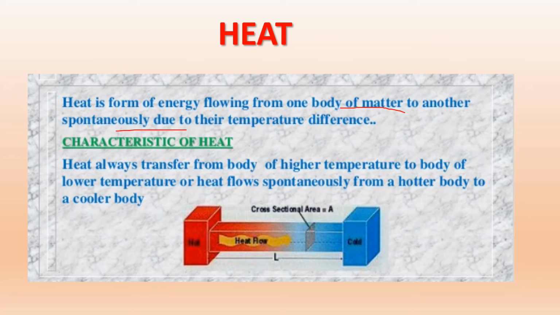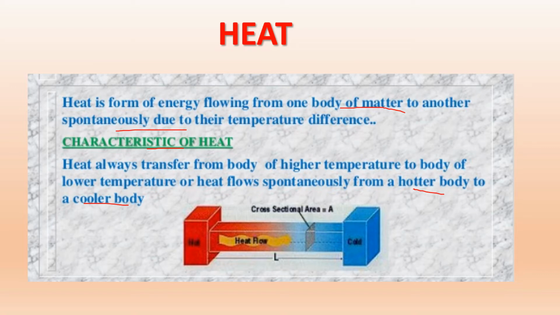Why is the heat energy flowing? It is due to the temperature difference. Heat from a hotter object is flowing to the cooler object. Now the characteristic of heat. Heat is always transferred from a body of higher temperature to a body of lower temperature, or heat flows spontaneously from a hotter body to a cooler body. Always we see that the transfer of heat energy is from a higher temperature body to a lower temperature body. The one which is more heated transfers its energy to the other object.